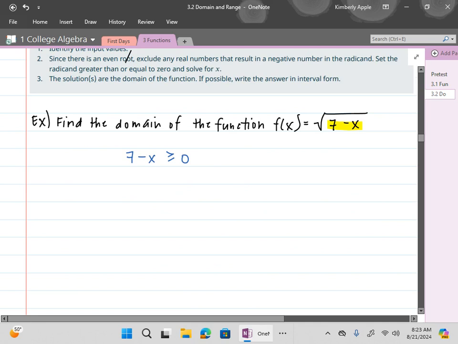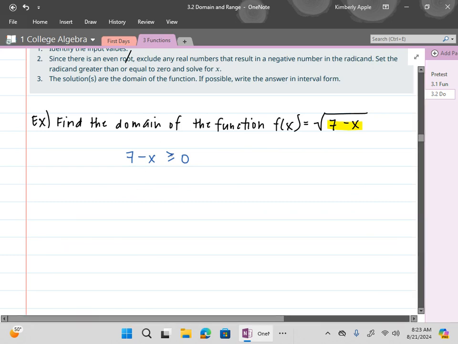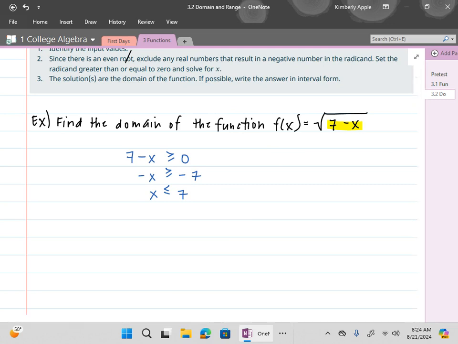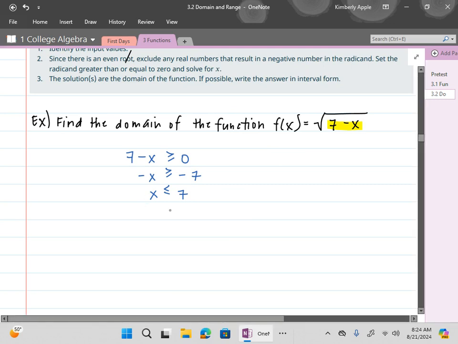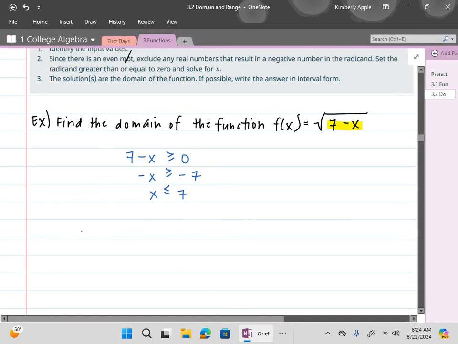Okay? Because those numbers under that must be positive. So let's just solve using the normal solution methods. Miracles of algebra. We're going to subtract 7 from both sides. We're going to divide by a negative, which ultimately flips the inequality. So x must be less than or equal to 7 in order for us to keep that. So again, remember your default domain is going to be everything.